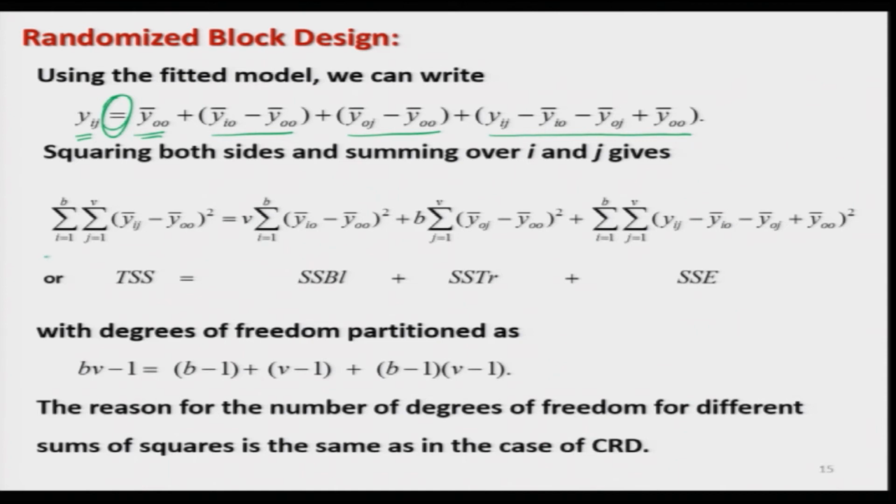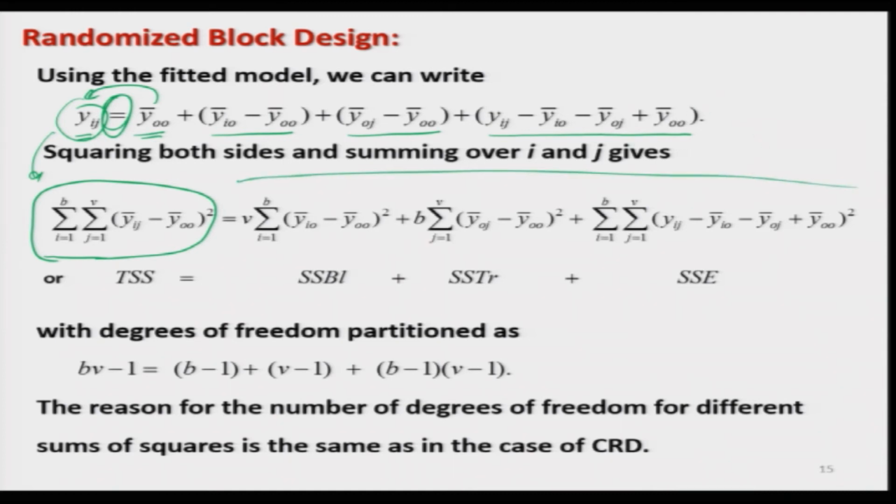So, then we obtain here, for example, I am bringing this y bar double naught to the left hand side, and then I square and take the double summation, i goes from 1 to b and j goes from 1 to v. And then after that, if you do the same thing on the right hand side, we will get these three terms, and the cross product term will become 0. That you can verify very easily. So, the first term here is double summation y i j minus y bar double naught whole square, this is the total sum of squares, TSS.